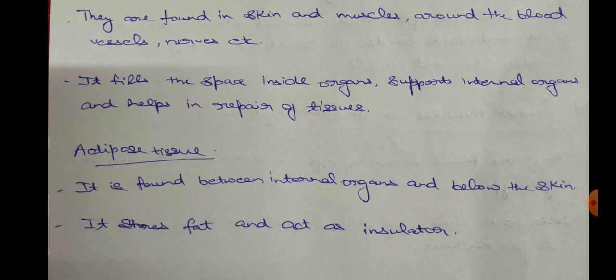Adipose tissue is found between internal organs and below the skin, and it stores fat and acts as an insulator. So, students, this was all about the connective tissues. Okay. We studied about plasma, bones, ligaments, tendons, cartilage, areolar tissue and adipose tissue. Okay. You need to remember the main functions and the main properties of all the connective tissues. Okay.